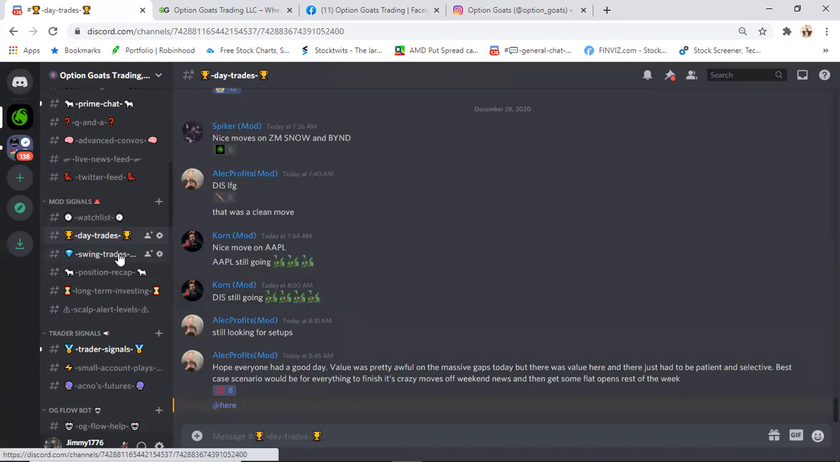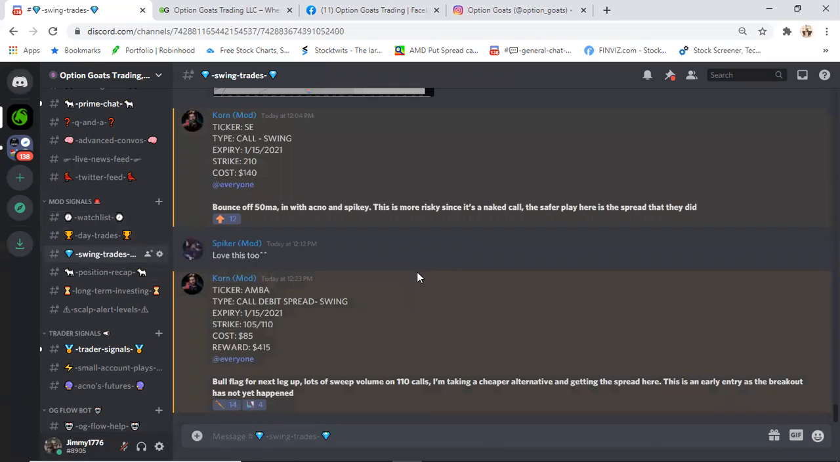So swing trades, you'll see more of Corn and Spiker doing this. Alec is strictly scalping. You'll also see Champs and myself in the swing trades. These are strictly 1 to 2 days to 2 to 3 weeks, right? So for instance, right here, the ticker symbol AMBA, saying it's a call debit spread. He's swinging it. Expiration is 115.21, because that's how you're going to have to find the option, through the strike price if it's a call and put, or in the expiration.